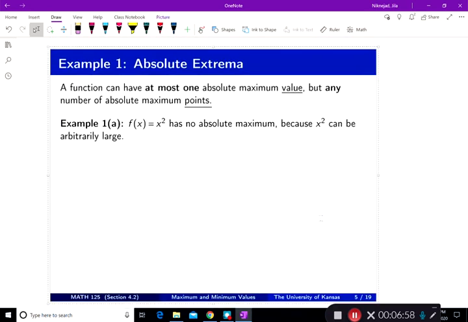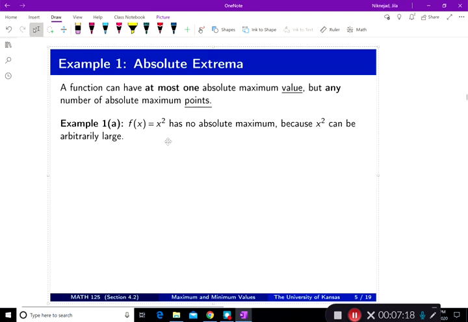Example 1, absolute extrema. A function can have at most one absolute maximum value, but any number of absolute maximum points. What do we mean? Let's give a few examples of that.